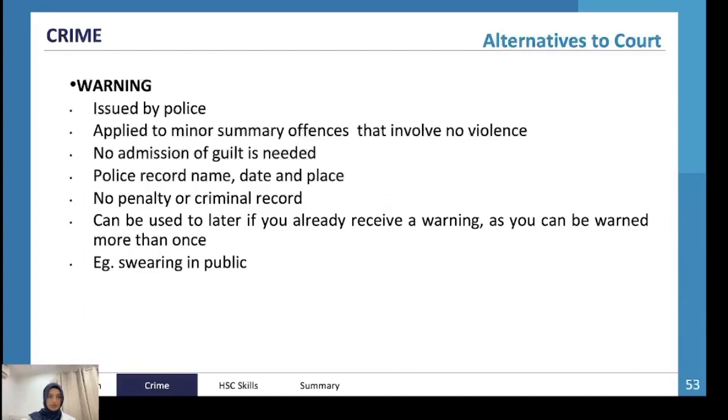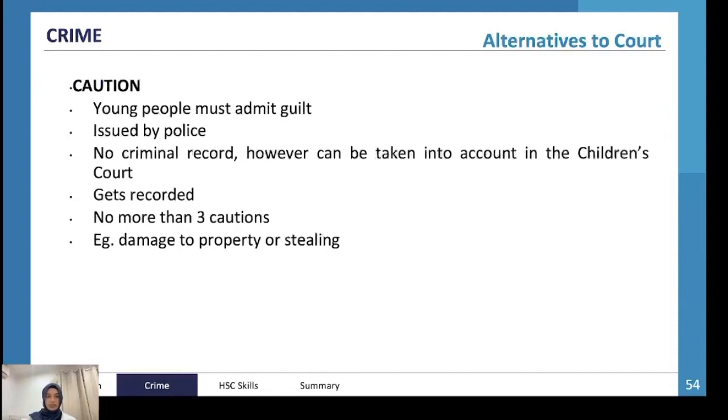Caution. This is where young people must admit guilt. It is issued by police. There is no criminal record. However, it can be taken into account in the children's court. It gets recorded, and there are no more than three cautions. So, for example, damage to property or stealing.